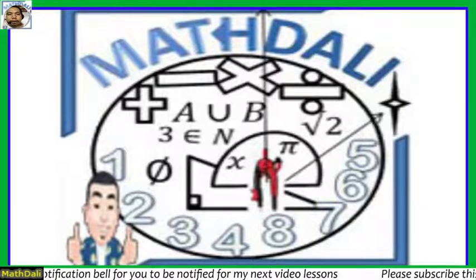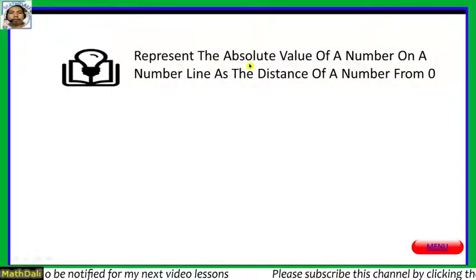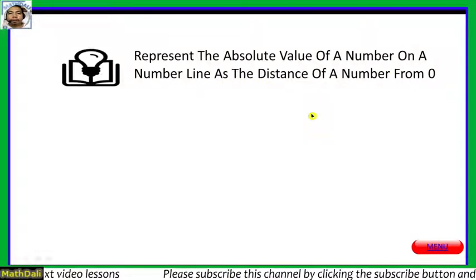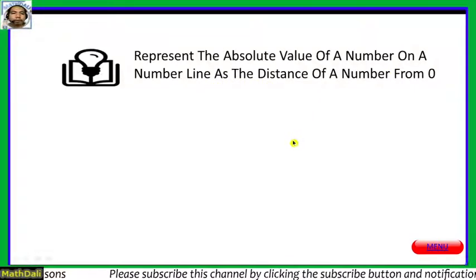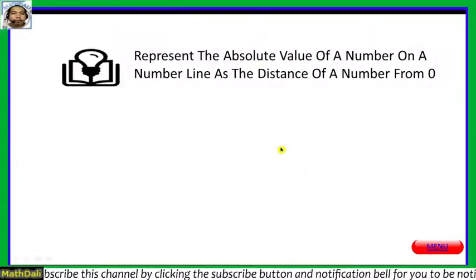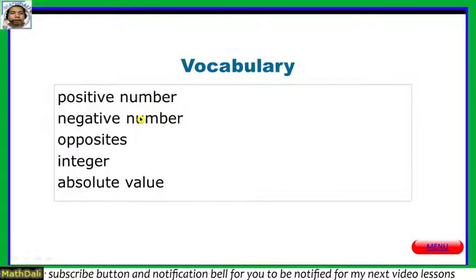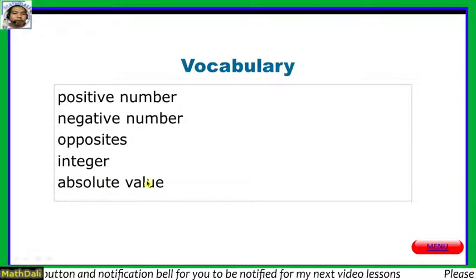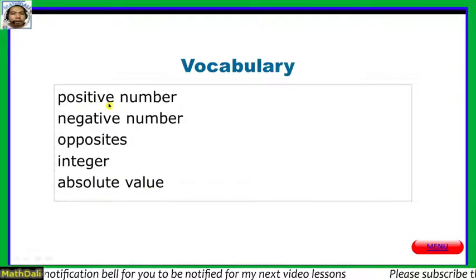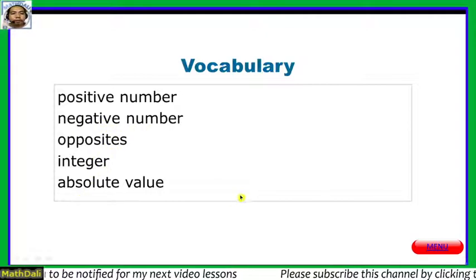So, present ko yung ating most essential learning competency: represent the absolute value of a number on a number line as a distance of a number from 0. Okay, so may term tayo dito ng distance and we also have the absolute value. Before we define the following terms, ito muna yung ating i-define. So, vocabulary natin: positive number, negative number, opposite, integers, and the absolute value.